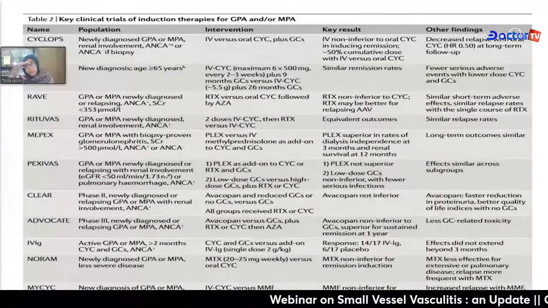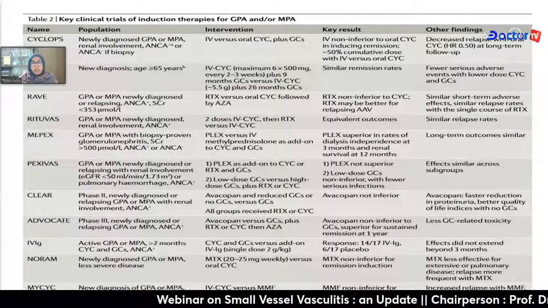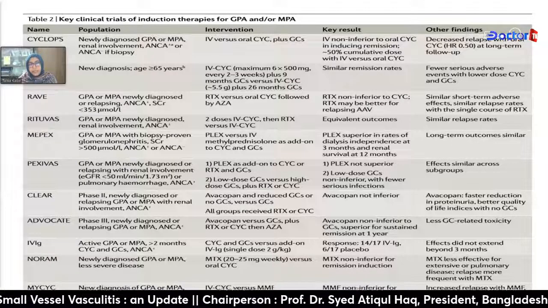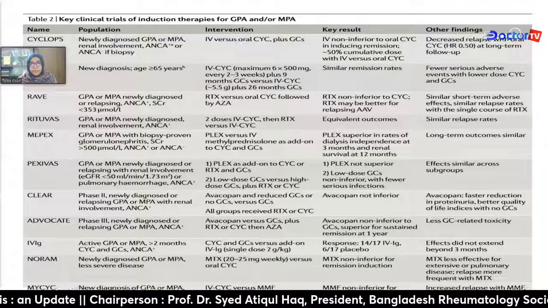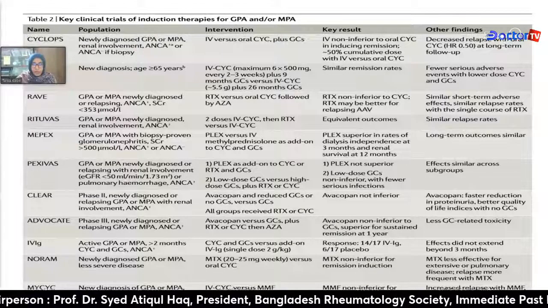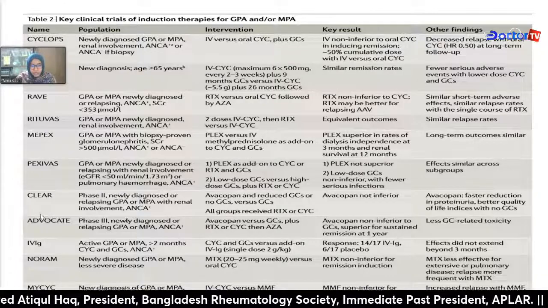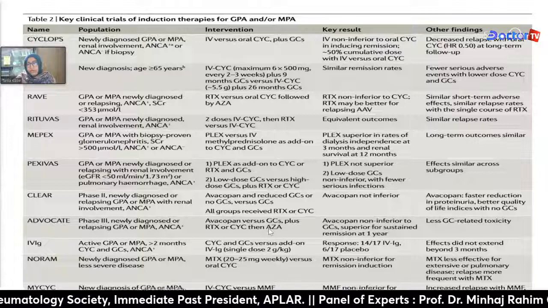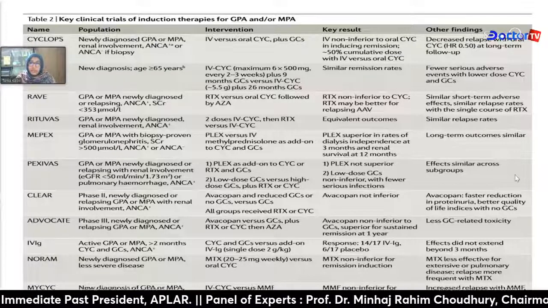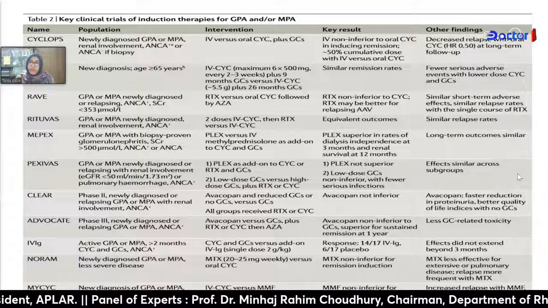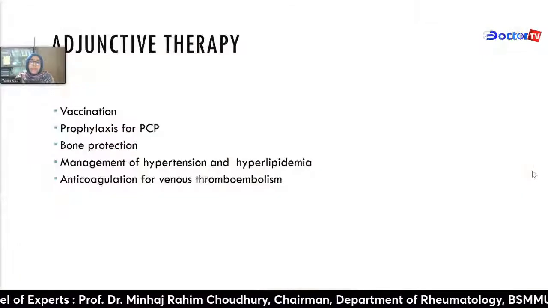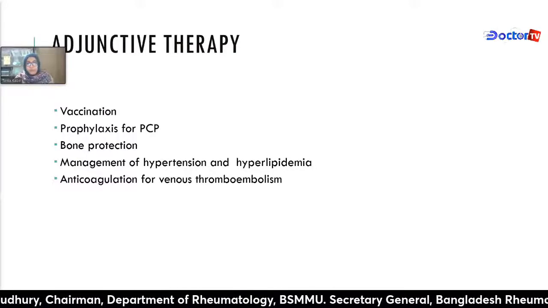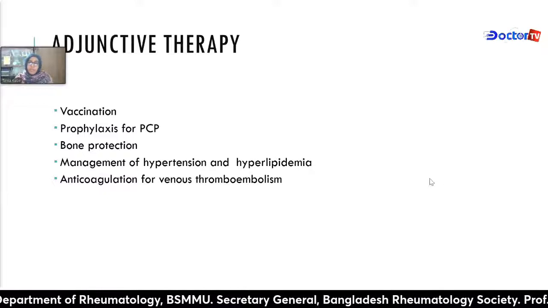This is the table showing the key clinical trials noted for remission induction, which include the CYCLOPS trial, RAVE, RITUXVAS, and MEPEX. I want to draw your attention to the ADVOCATE trial, where avacopan has been used, and it shows promising results for its glucocorticoid-sparing role. Adjunctive therapy includes vaccination, prophylaxis for Pneumocystis pneumonia, bone protection, management of hypertension and hyperlipidemia, and anticoagulation for venous thromboembolism.